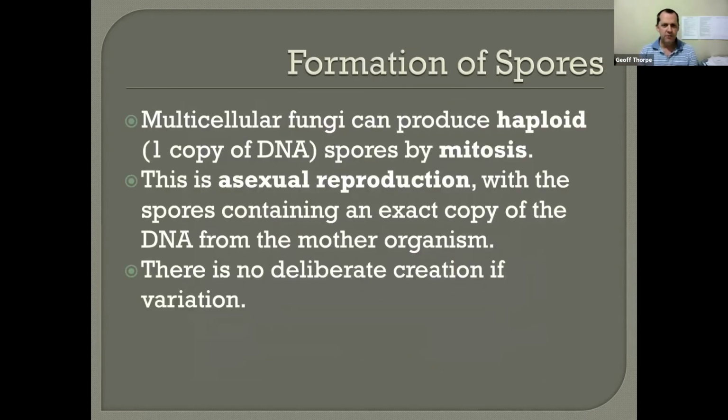So, the formation of spores. Multicellular fungi can produce haploid spores. Remember, haploid meaning that there is just one copy of the DNA, haploid, half, and it will produce these spores by mitosis. So this is asexual reproduction, with the spores containing an exact copy of the DNA from the mother organism. Remember, with this, there is no deliberate creation of variation. If it's asexual, if it's mitosis, we're not deliberately trying to create variation.